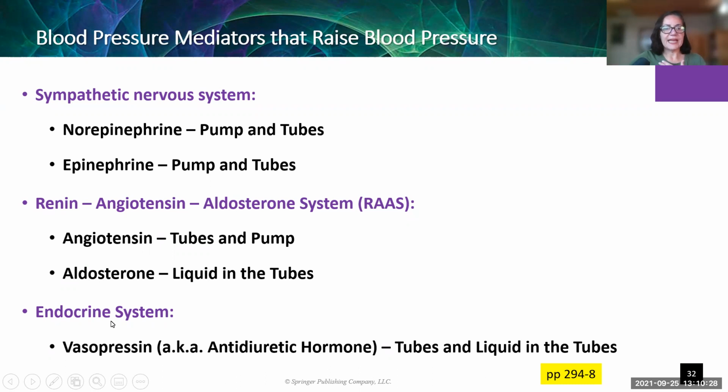And the endocrine system. There's a hormone known as vasopressin, sometimes called arginine vasopressin, also known as antidiuretic hormone. So the name vasopressin tells you the vessels are going to squeeze. The antidiuretic hormone also tells you it's going to tell the kidneys, don't pee so much, hold on to some of that water. So it has an impact on the blood vessels themselves, and it has an impact on the liquid, on the blood volume.